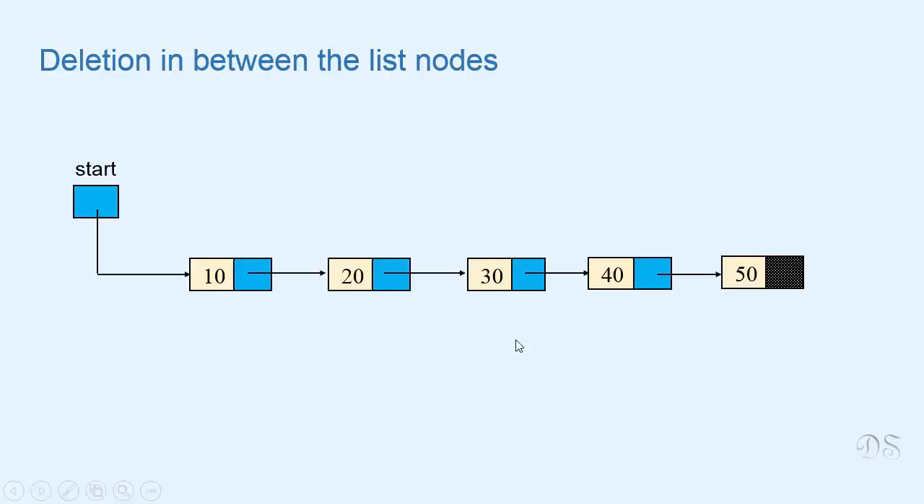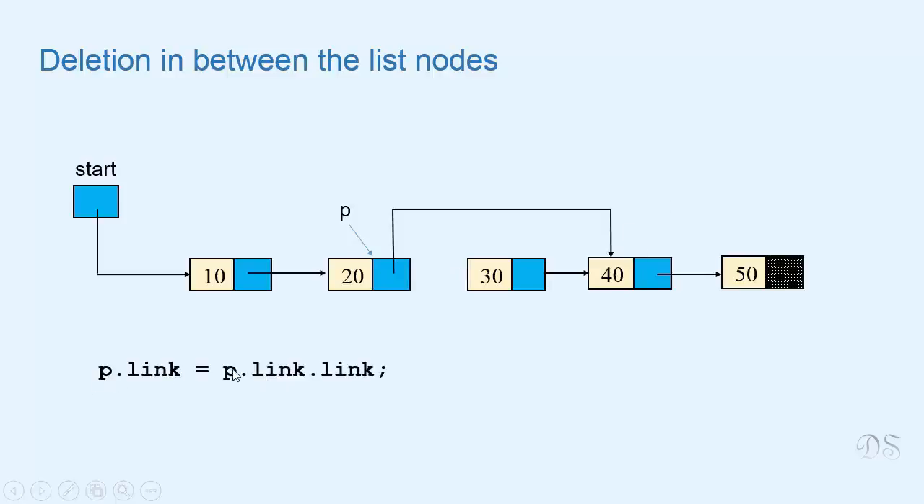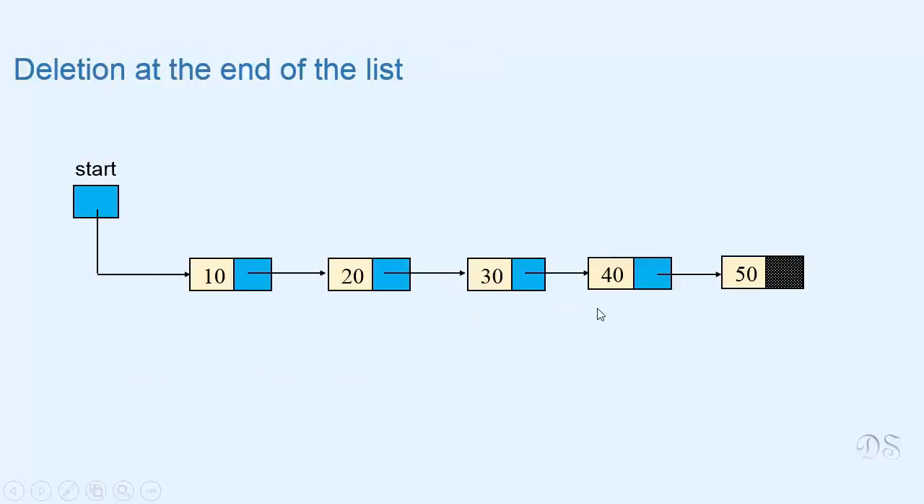Now let's see how we can delete a node that is in between the list nodes. Suppose we have to delete this node from the list. For that we need a reference to the predecessor node. So we need a reference to this node. Now for deletion of this node, the link part of this node should refer to this node. So we'll just write p link is equal to p link link. So now this node is not a part of the list. Now to delete the last node of the list, we need a reference to the second last node. So we'll just write p link is equal to null. So now this is the last node of the list and this node is not a part of the list now.